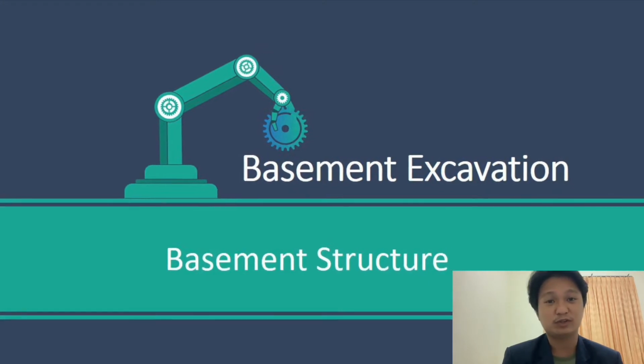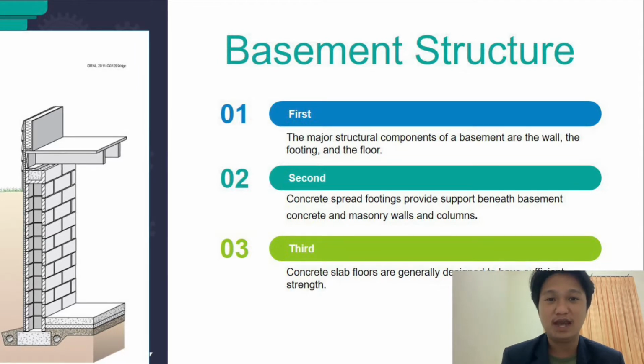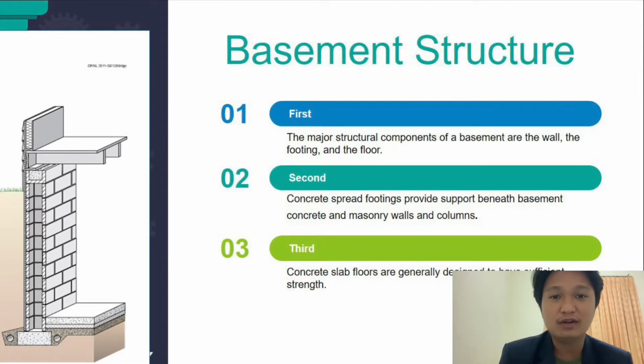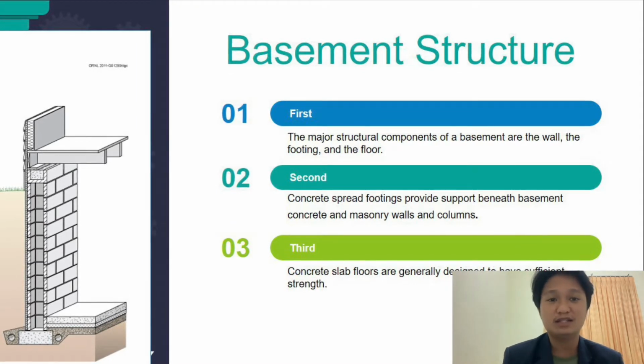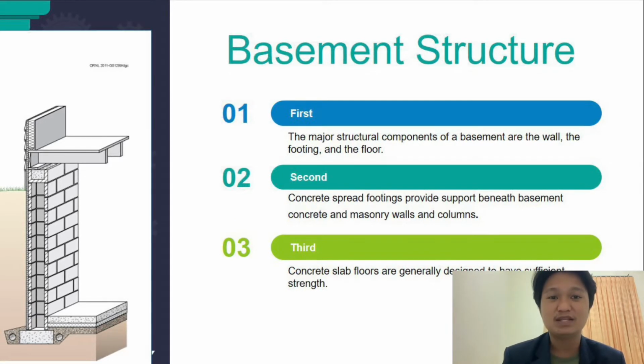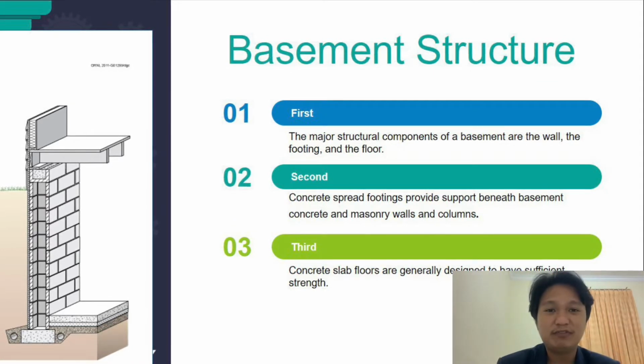Basement structure. First, the major structural components of a basement are the wall, the footing, and the floor. Basement walls are typically constructed of cast-in-place concrete or concrete masonry units. The lateral loads on the wall depend on the height of the fill, the soil type, soil moisture content, and seismic activity.